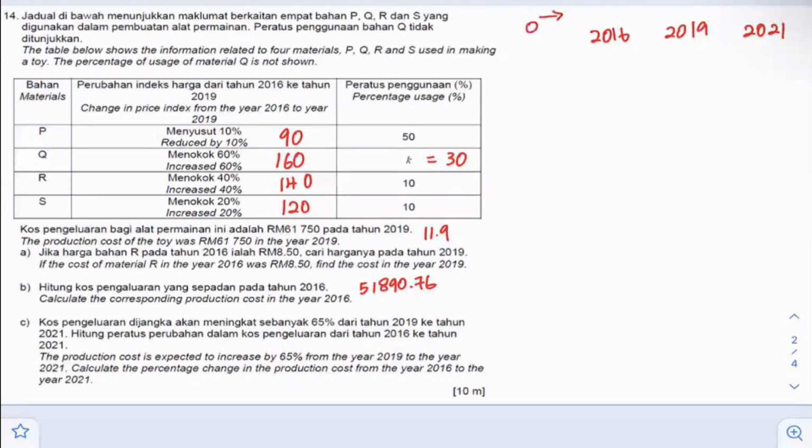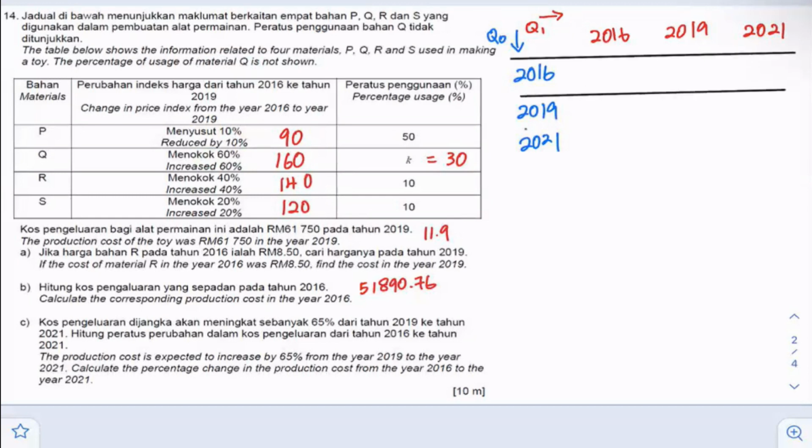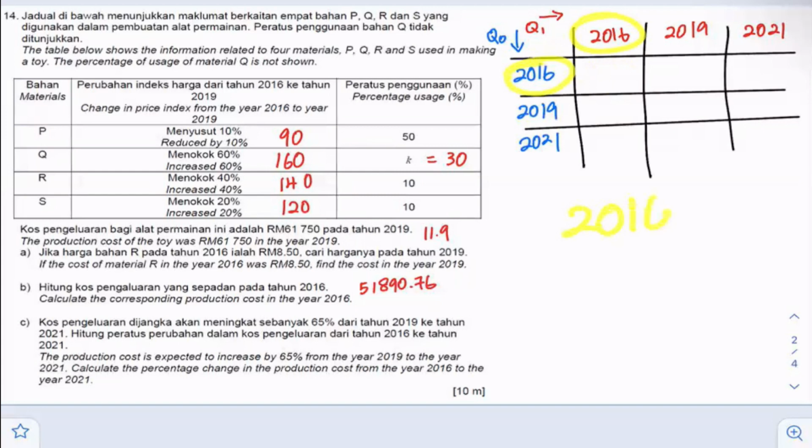So for this direction is Q1. And we have another direction for Q0. So we have 2016, 2019, and 2021 as well. For this, we build a table. So it'll be easier for us to calculate this. At this column, it means when your Q1 equals 2016 and your Q0 equals 2016. So when you have 2016 divided by 2016, you get 1, which means it's 100% here. Same goes for 19 over 19 and 21 over 21.